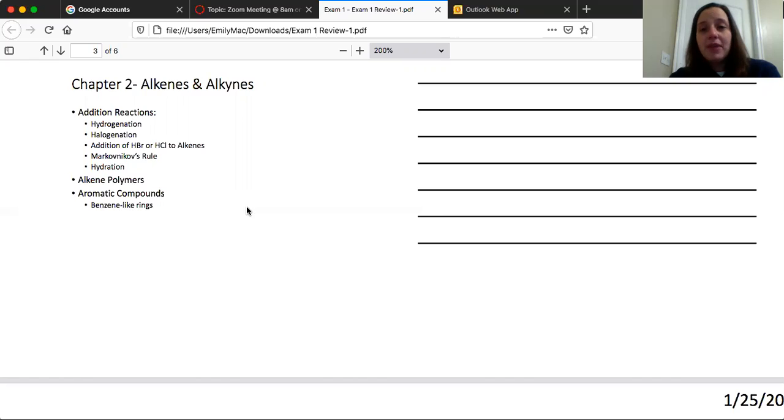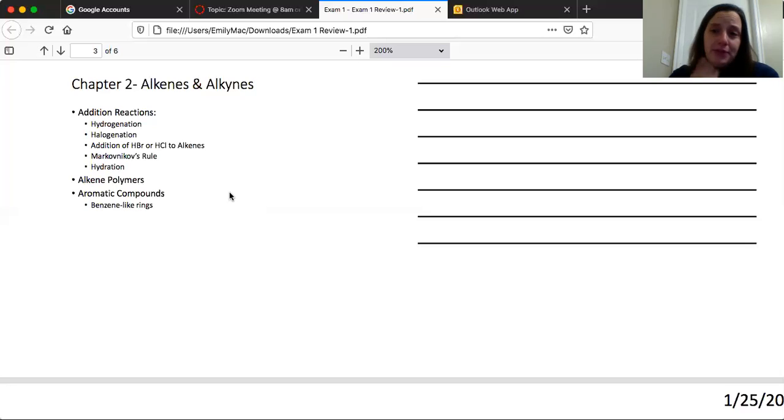And then the same thing with hydration. Remember, it's adding water, but think of it as HOH. Okay, so hydrogen will be added to the carbon with more hydrogen, and then OH will be added to the carbon with less hydrogen. So again, those will be on the page of reactions towards the back of the test, where you'll either have to give me the reactants or the products. Okay, so make sure to go over those really well.